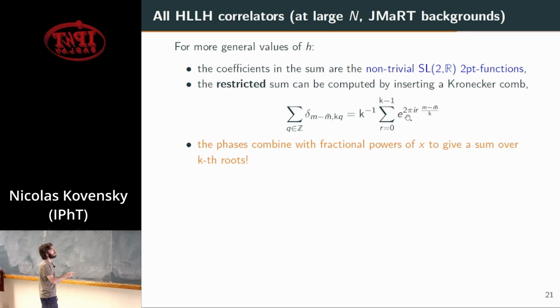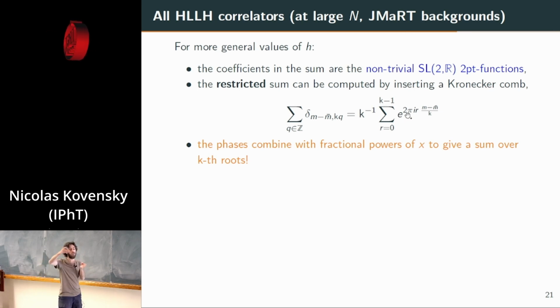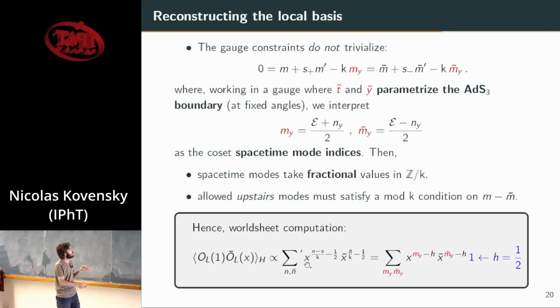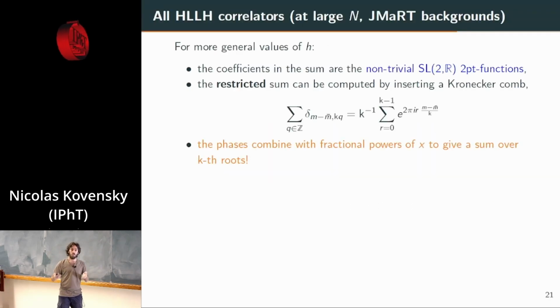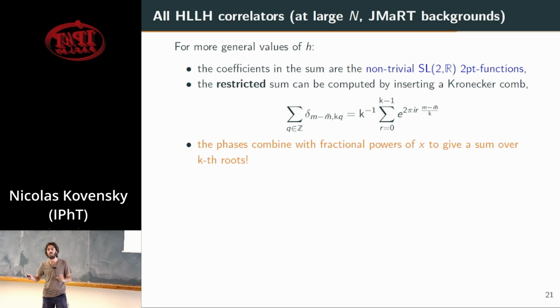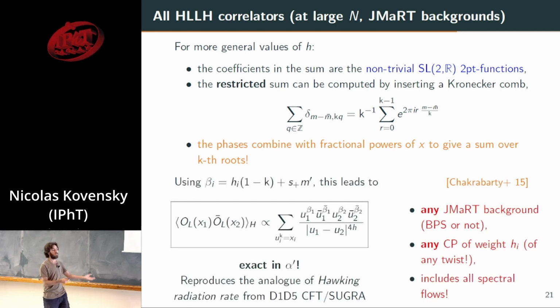And you can see that each of these phases e to the 2 pi i r times something, which is an integer which lives in Z over k, all of these phases combine with the original powers of x here. And they combine in such a way that in the end, you're summing over all of the kth roots of the original insertion point. And so you can just use this language to compute the full set of heavy-light two-point functions in the full J-Mart family for arbitrary chiral primary light insertions. And they look very simple.